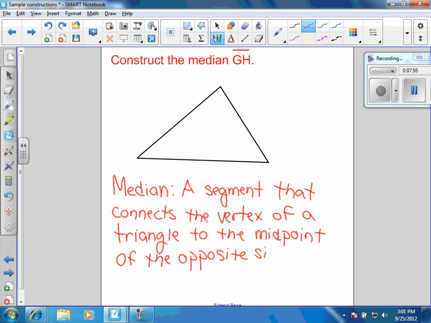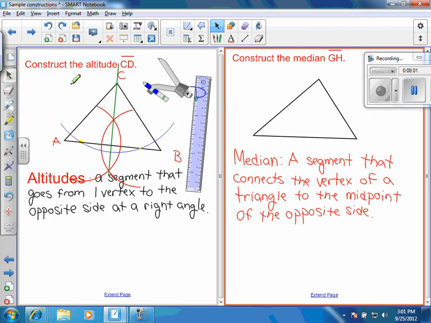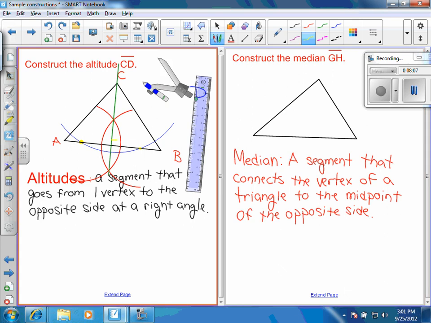Good question. If we look at altitude, what happens is it doesn't necessarily hit the midpoint, and it has to hit at a right angle, unless it's equilateral or isosceles. But a median has to hit the midpoint.